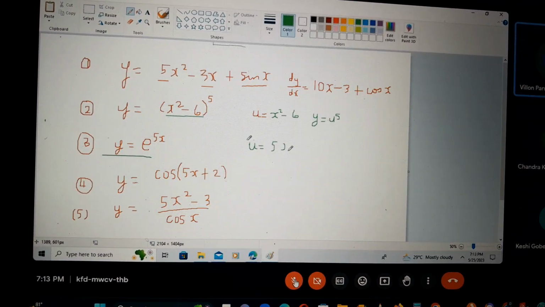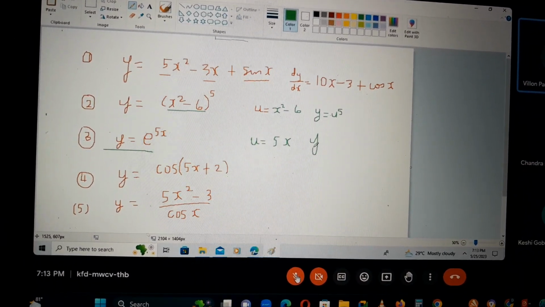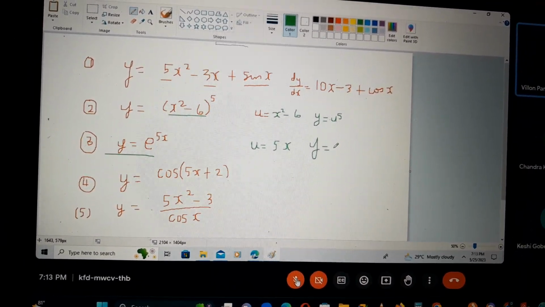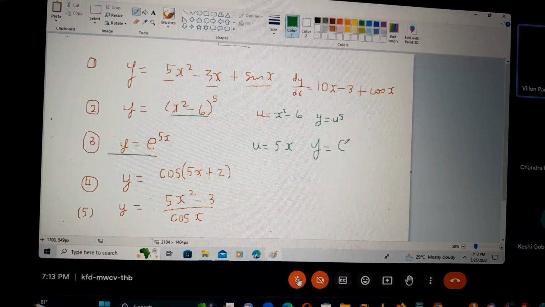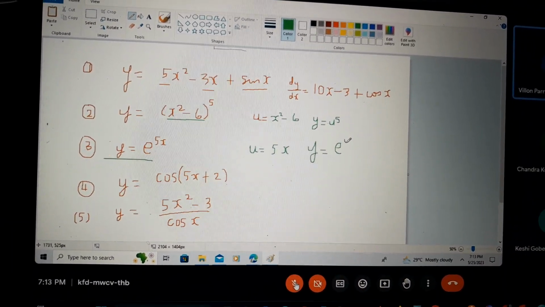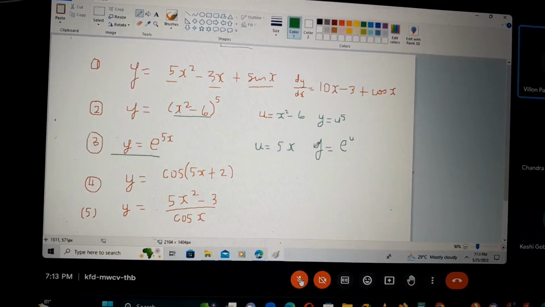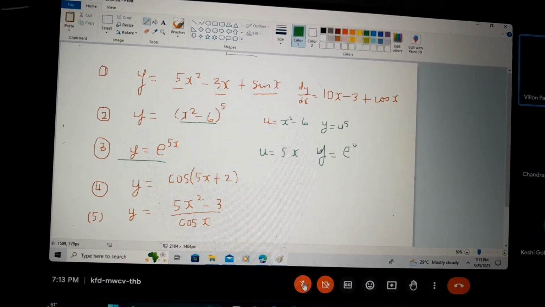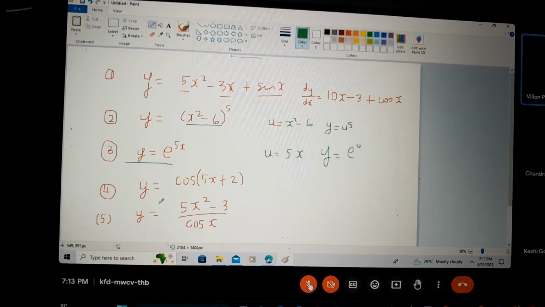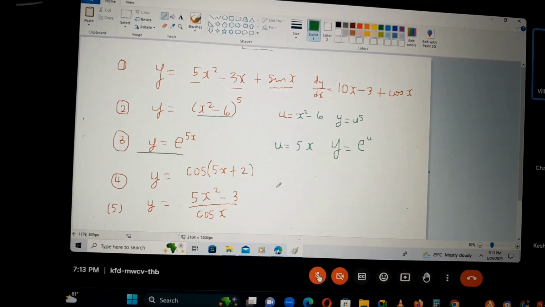So we rewrite this as y is equal to e to the u power. So that's an exponential.